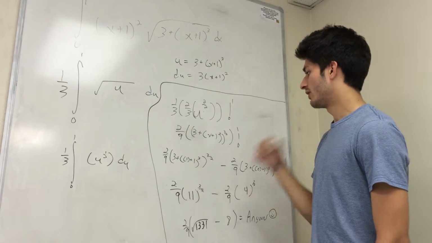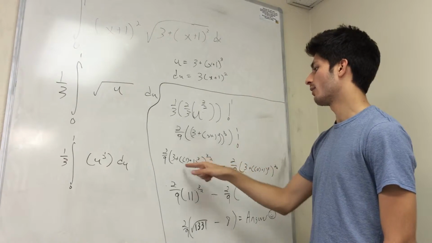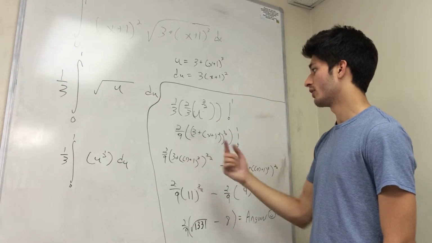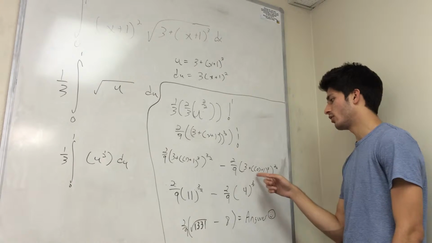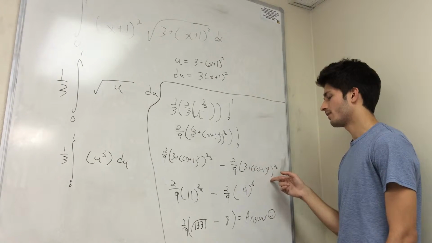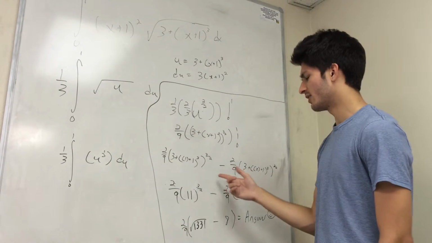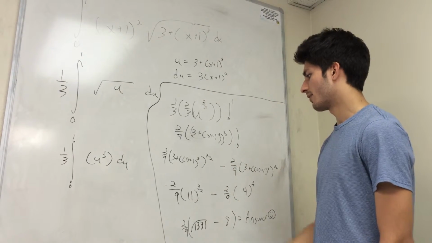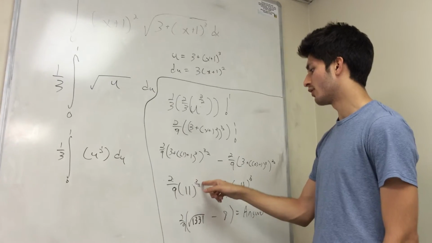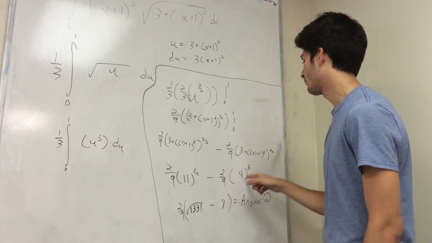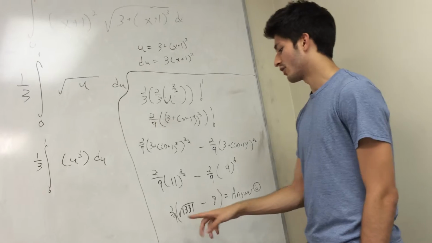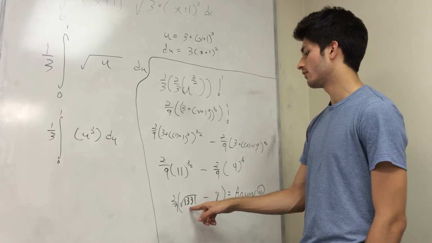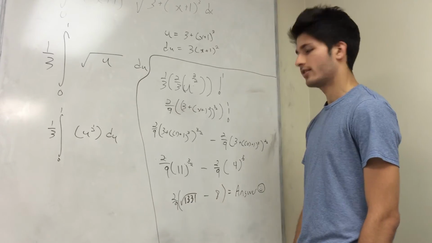And so now we start evaluating it. We plug in our 1 for our x's in this equation, and then we plug in our 0 for our x value. And then we subtract them to get the area between the two spots, and you end up getting 2/9 times 11 to the 3/2 power minus 2/9 times 4 to the 3/2 power, and then you can factor out the 2/9, and you're left with the square root of 1,331 minus 8, and that's your answer.